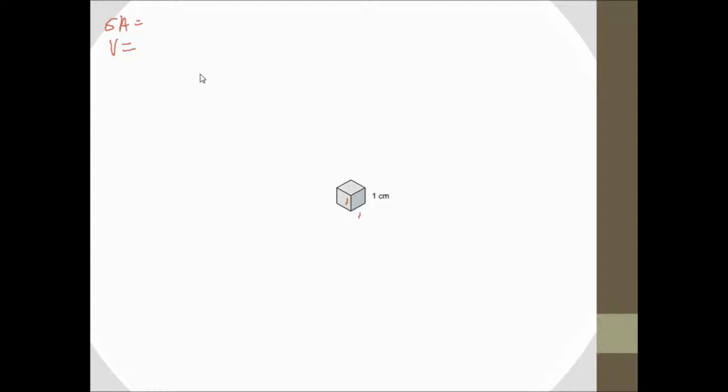Okay, so surface area is you find the area of each face and you add them all together. Well, one face, since this is a cube, I'm just going to find the area of 1 square and then multiply it by 6, because all these faces are going to be the same thing.